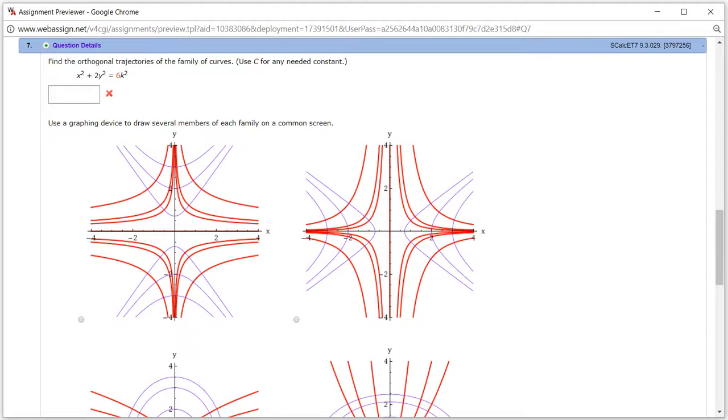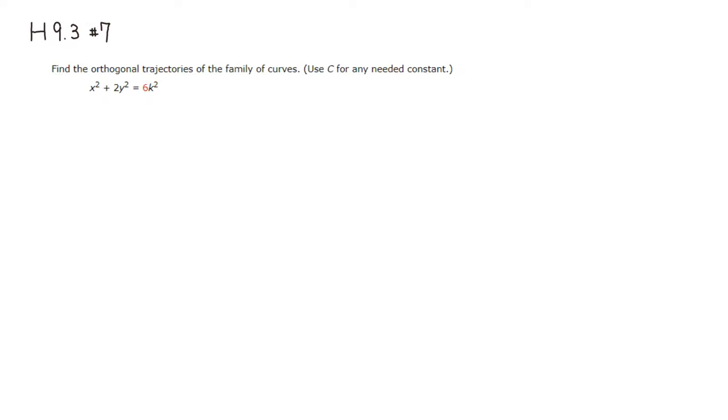Alright, let's look at homework 9.3, problem number 7. Let's find orthogonal trajectories. We have a bunch of ellipses given, and we want to find orthogonal trajectories. First, I'm going to go ahead and find the derivative.